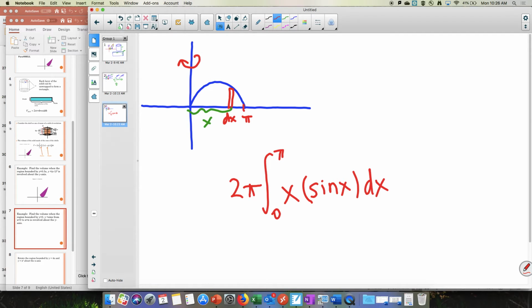Now this is one you would have to use Math 9 on. Those of you who take Calc BC next year, I will teach you how to integrate x sine of x. It's actually one of my favorite methods of integration, one of my favorite things to teach.